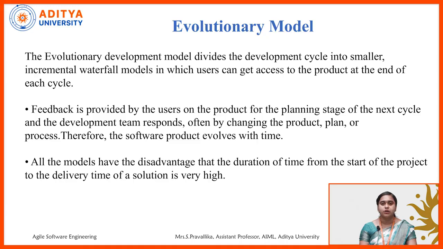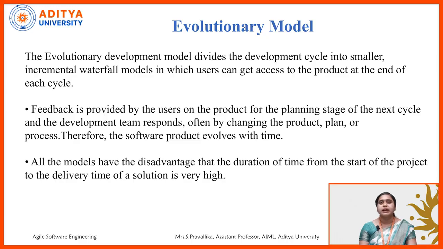What happens in the waterfall model is, from the requirement analysis phase to the maintenance phase, we can see an increasing order in the phases. Here it will be done on a smaller incremental waterfall model. That means we are involving many waterfall models here, in which users can get access to the product at the end of each cycle. So here we are involving the users and providing them access at the end of each cycle.